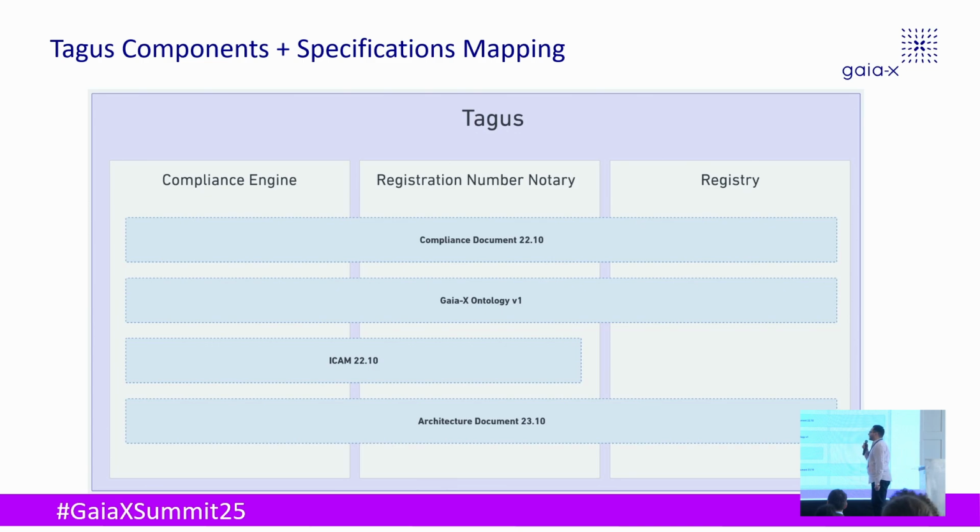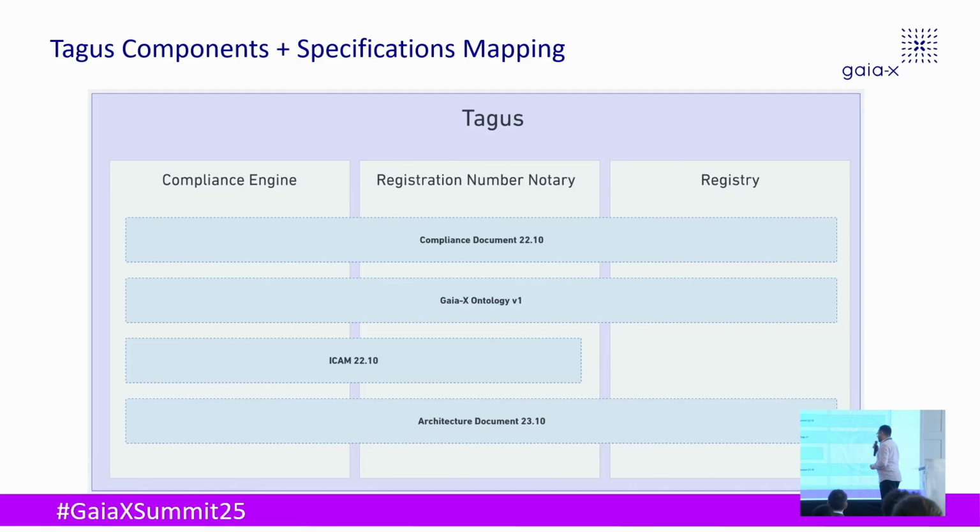So I'll just go straight ahead and show you the same thing Christoph presented, but just the technical part. But first of all, before going to the future, let's start with the past. Here we have a quick reminder of Tagus and the components that are deployed on the clearinghouse: the compliance engine, the registration number notary, and the registry. This shows which specifications of Gaia-X deliverables are used with each component, because I think that will definitely be relevant for the Danube part.